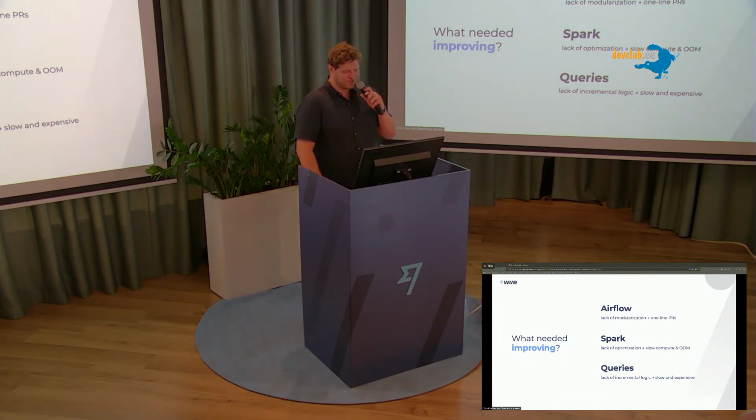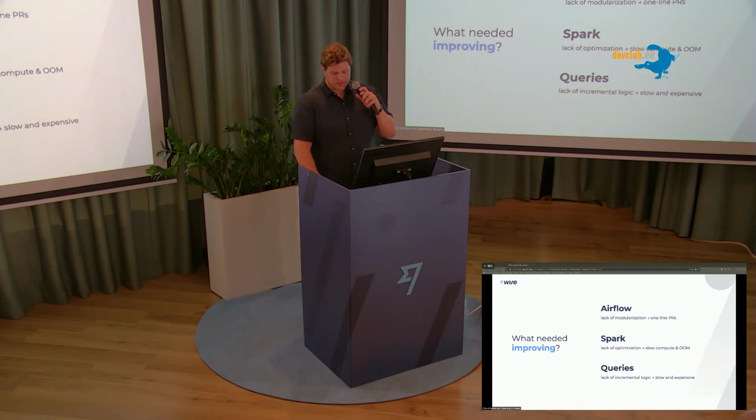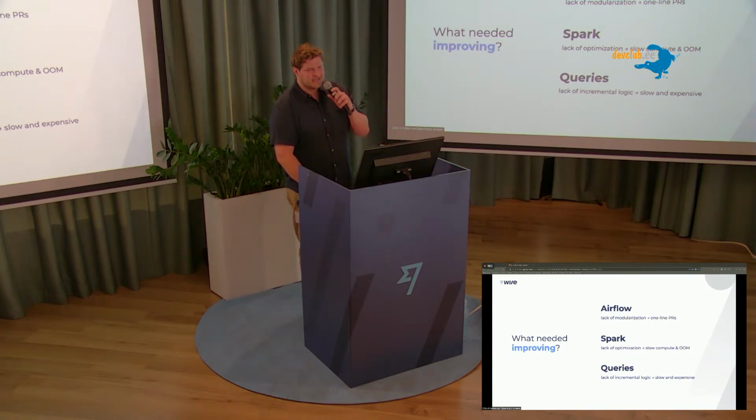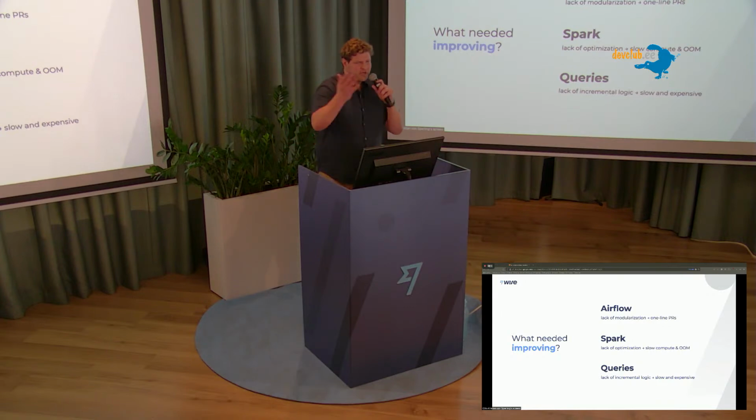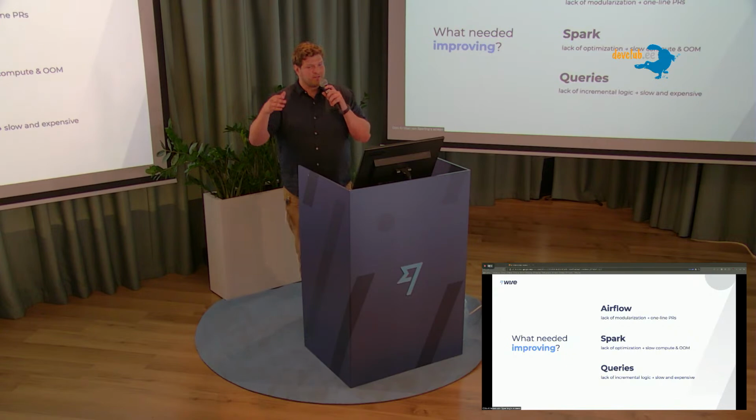Yeah, not so much. Spark: we lack optimization of some of our scripts. That means slow compute and a lot of out-of-memory issues. And the queries, we still have some problems with that. We have been working actively on the lack of incremental logic. What happens is that you go to your DataGrip, Snowflake, you create a query there, you limit by 5, and after that you just take the 5 out and put it in some pipeline. Now expect it to run.